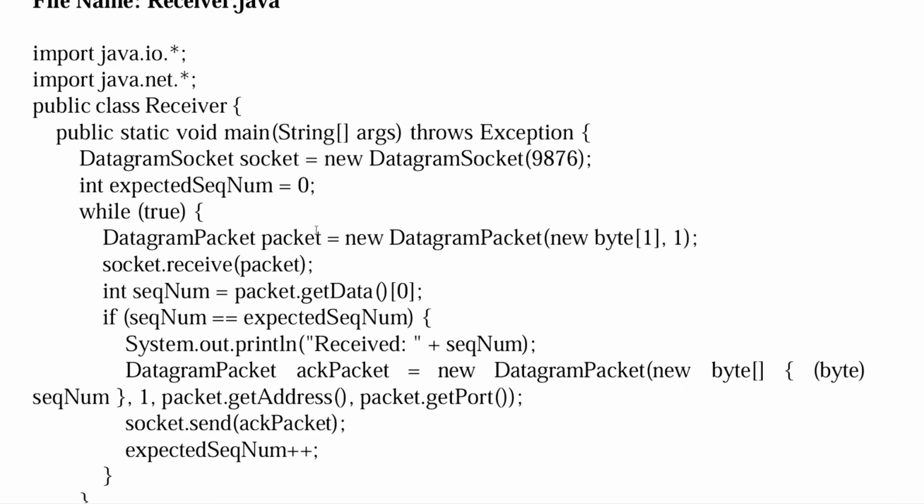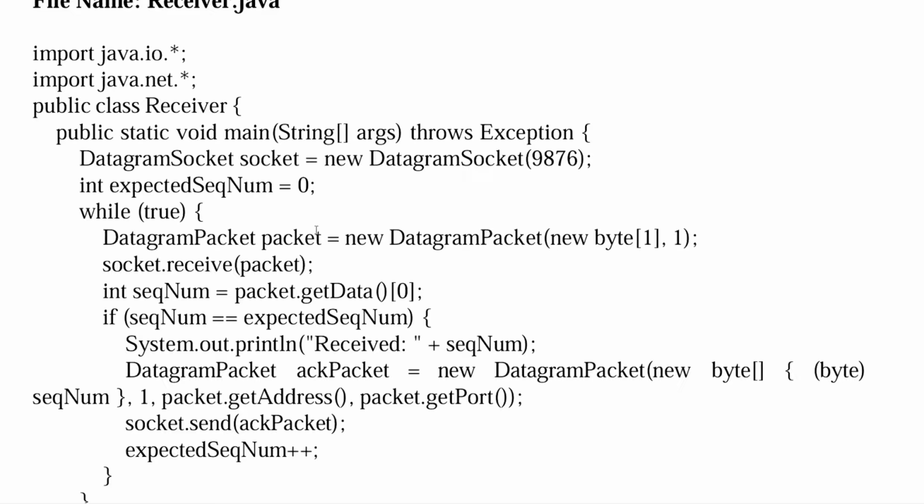Next we have to receive the packet. Socket dot receive(packet) waits until a packet arrives. Once received, data is stored inside the packet. Next step is extract sequence number. Int sequenceNumber equals packet dot getData()[0]. It reads the received byte. This byte represents the sequence number of the packet. For example, if the sender sends packet 3, the sequence number equals 3.